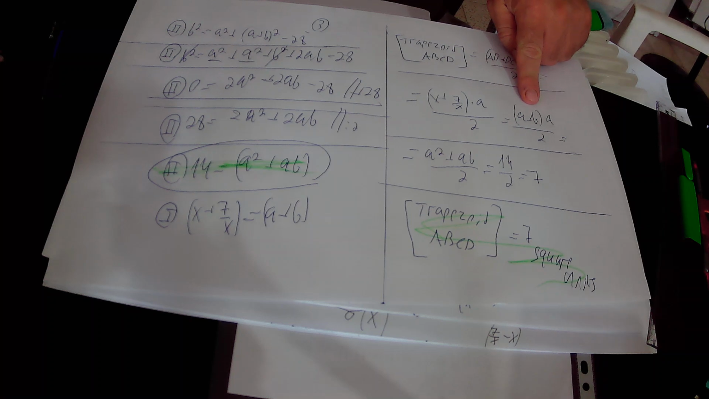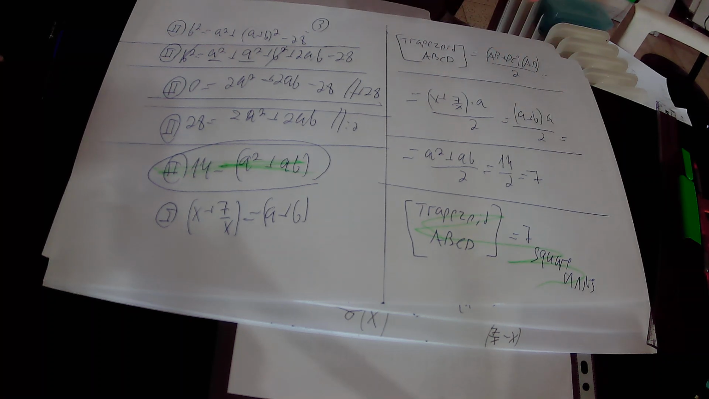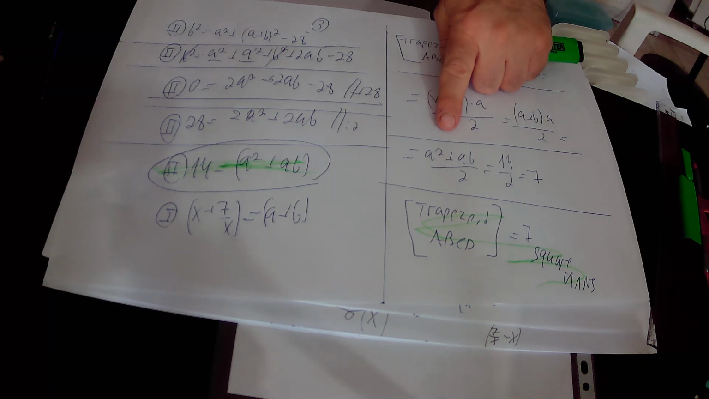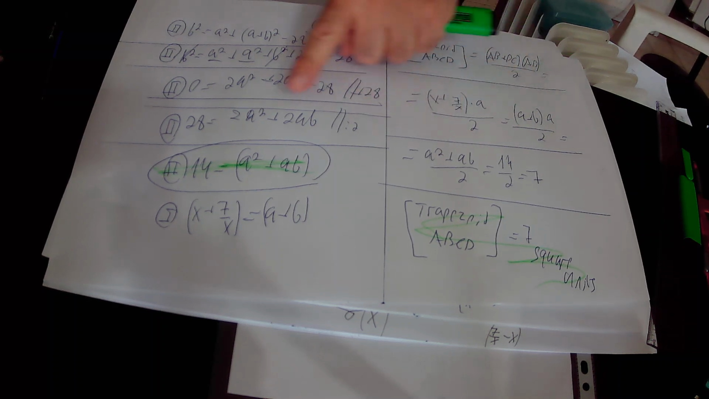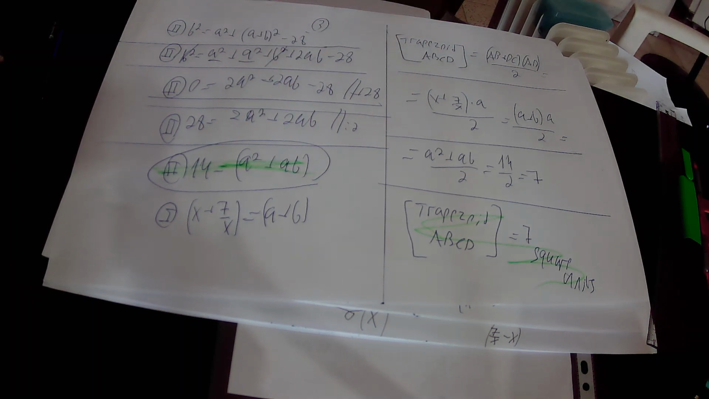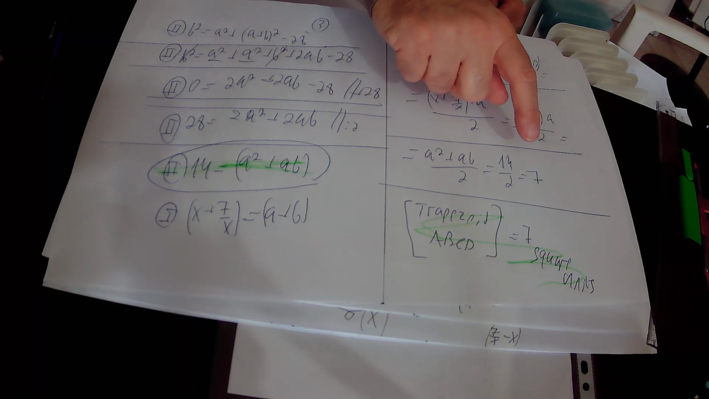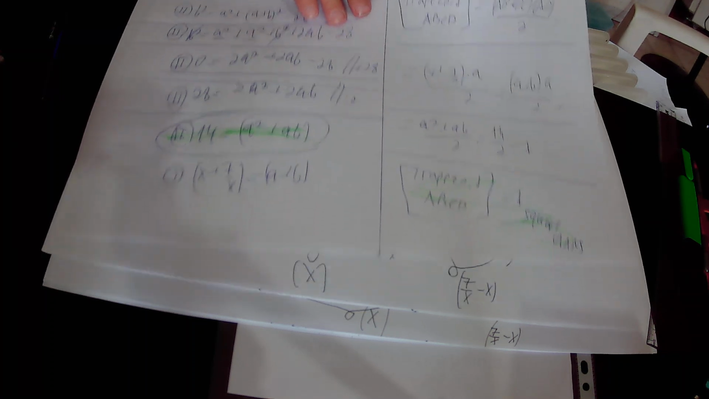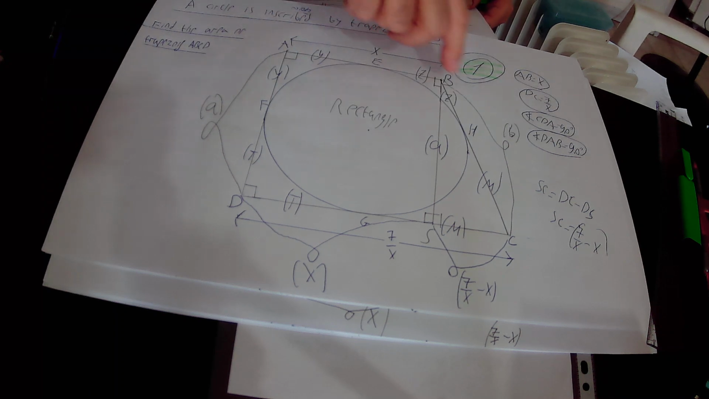Here we open the brackets of this expression and found out that a times a is a squared, plus ab, over 2. But according to equation 2, a squared plus ab is 14. Therefore, we substitute a squared plus ab here by 14. And finally found out that the area of trapezoid ABCD equals 14 over 2, that is 7. Repeat again, we found out that the area of this trapezoid ABCD equals 7 square units. Okay, thank you very much.